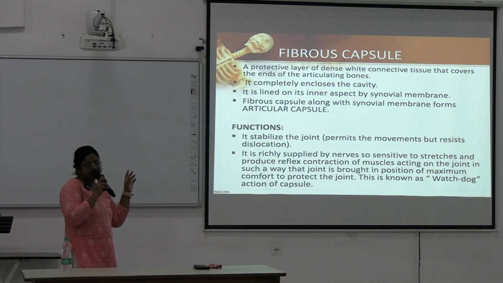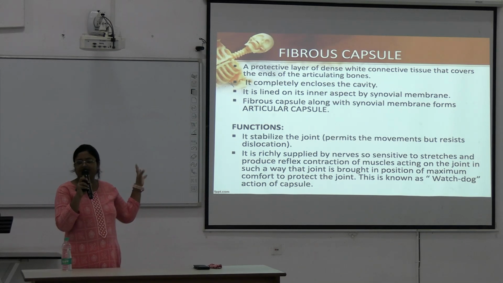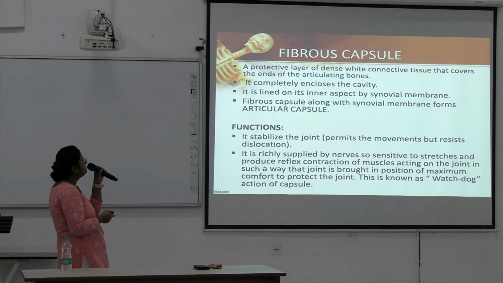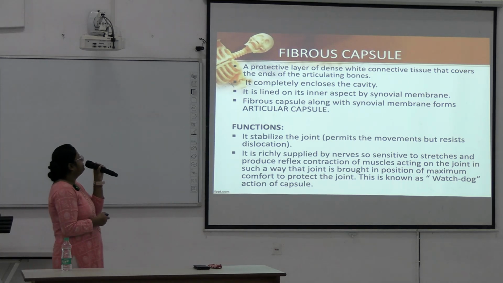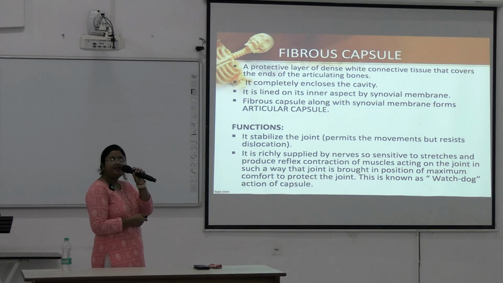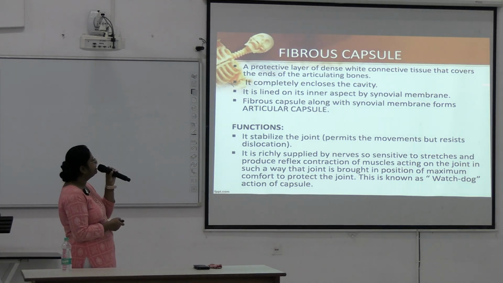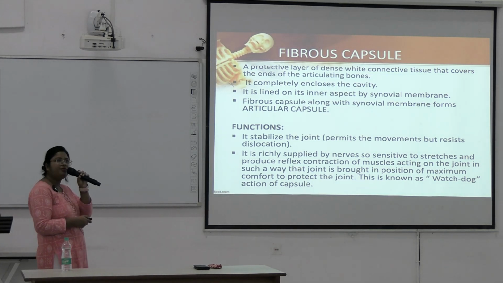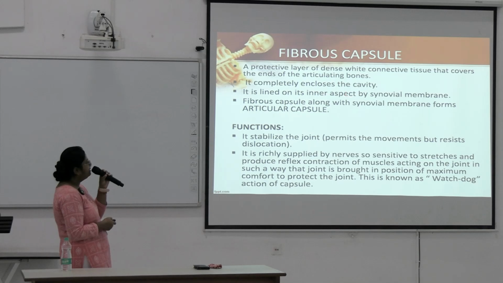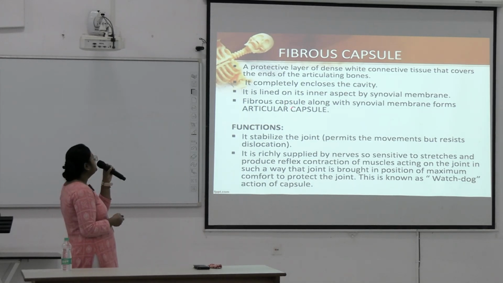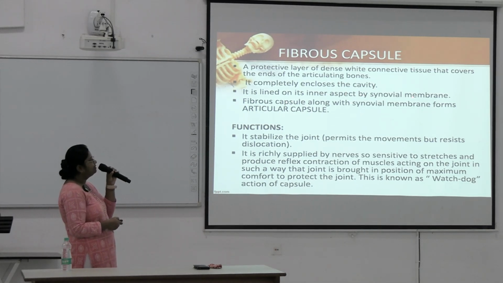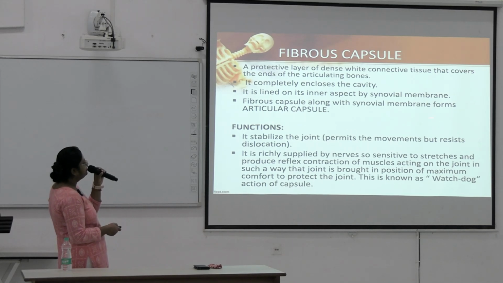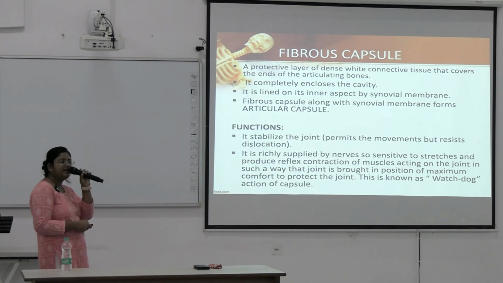So now we will discuss the individual parts forming the synovial joints in detail. First is the fibrous capsule. It is a protective layer of dense white connective tissue that covers the ends of the articulating bones and completely encloses the cavity. It is lined on its inner aspect by the synovial membrane. The fibrous capsule along with the synovial membrane forms the articular capsule.